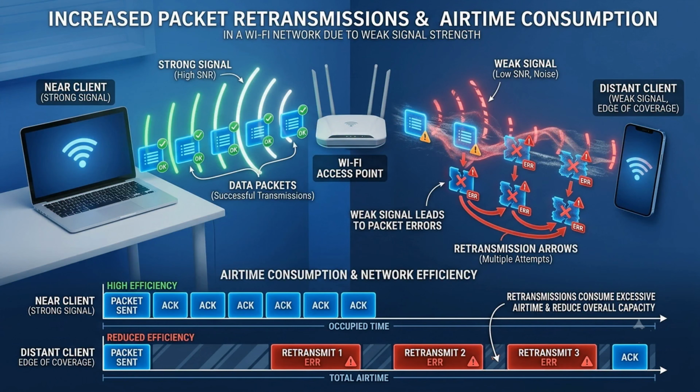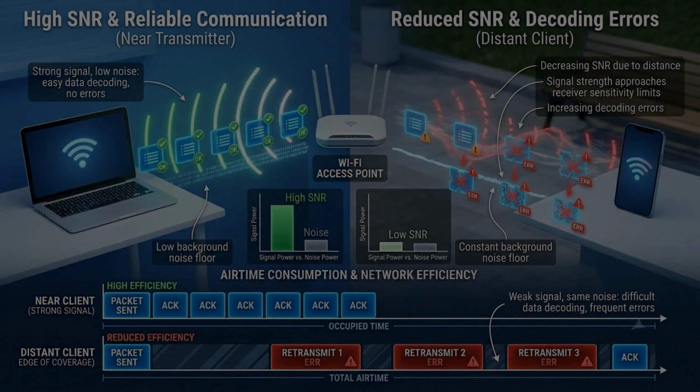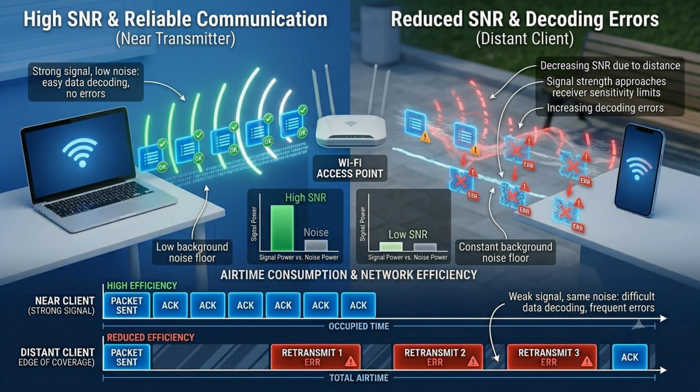Increased packet retransmissions. Weak signals are more likely to be corrupted by noise, leading to frame errors, packet loss, and more retransmissions. Retransmissions consume airtime and reduce overall network efficiency. Reduced signal-to-noise ratio. As signal power decreases while background noise remains relatively constant, SNR decreases. Receiver sensitivity becomes a limiting factor. Decoding errors increase.